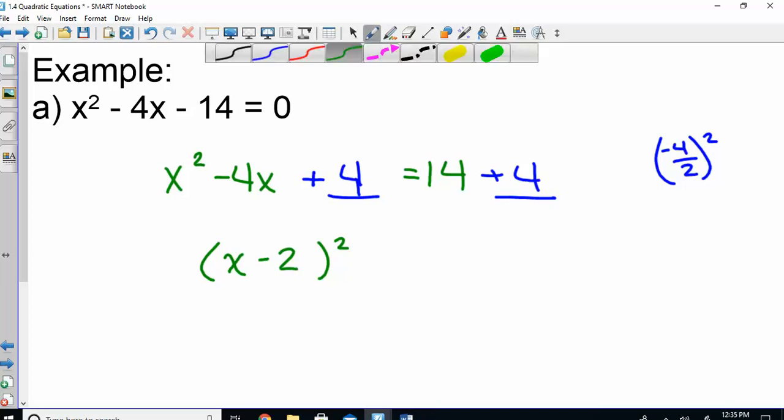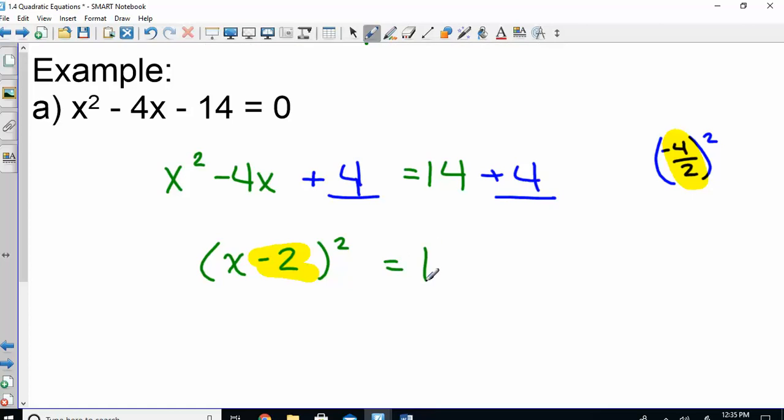A good trick, if you look, negative 4 divided by 2 is negative 2. Whatever that number was before you squared it is always going to be what ends up right there. Okay, 14 plus 4 is 18.